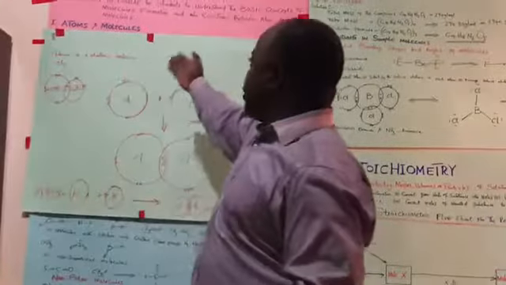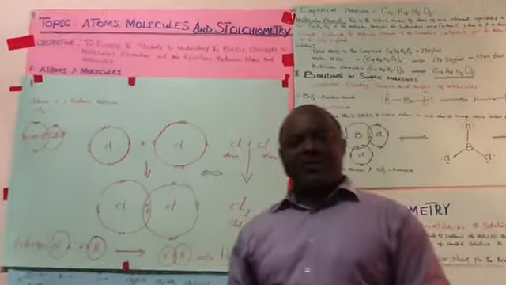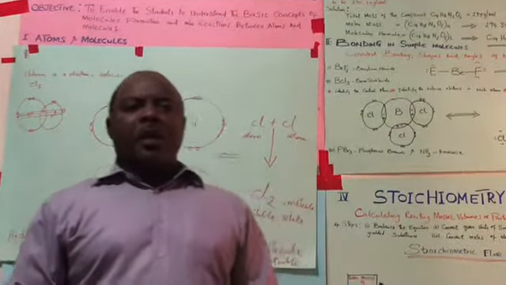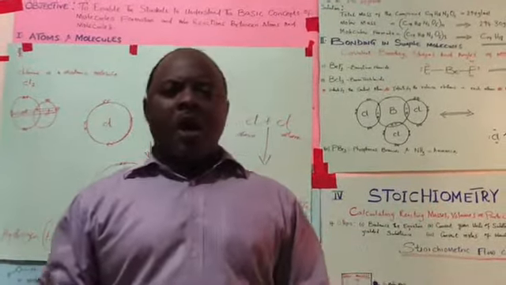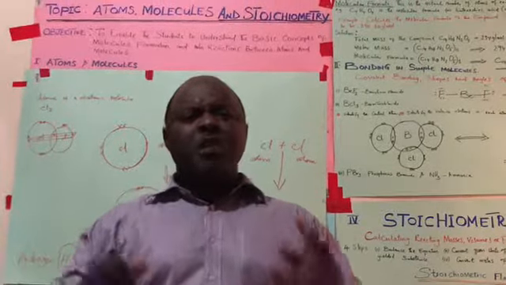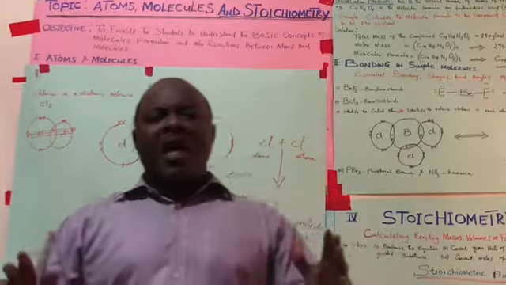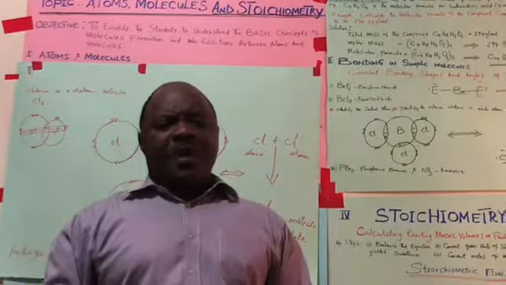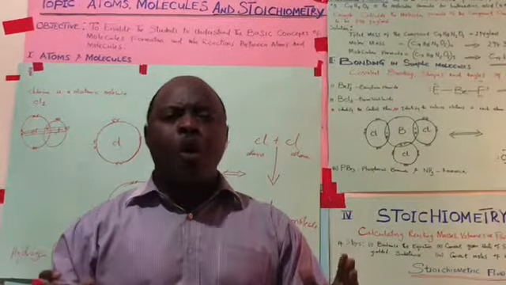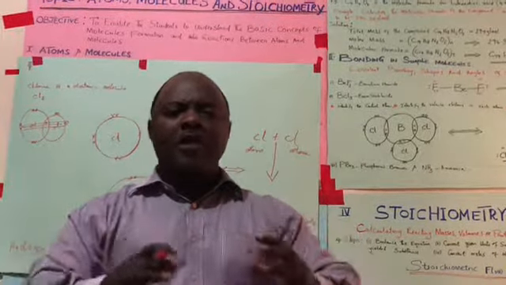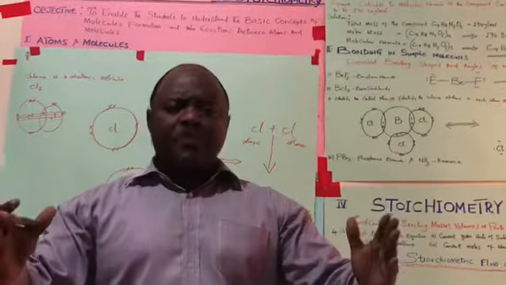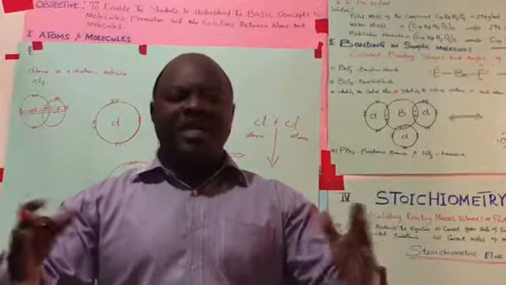Atoms and molecules, as I told you. Atoms, as you might know, are the building blocks of every substance. Atoms are the smallest unit of every substance. In every substance, atoms are the smaller particles that make up what we call molecules, and the molecules frame up what we call matter. Therefore, atoms are the building blocks of matter.